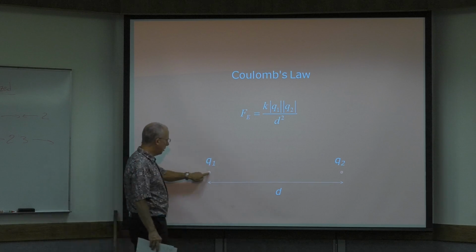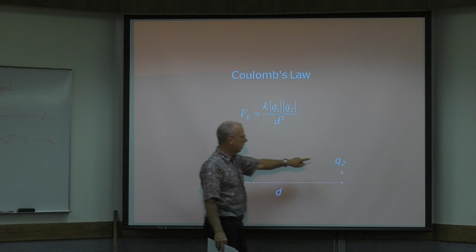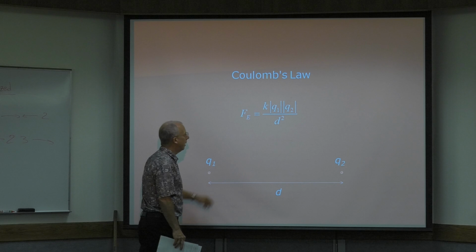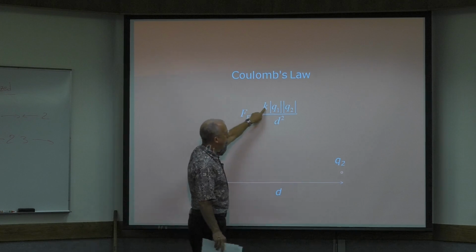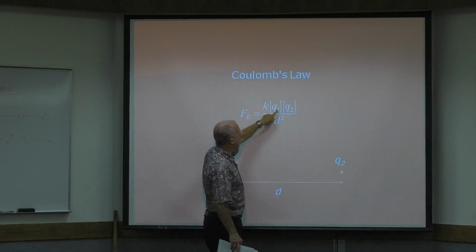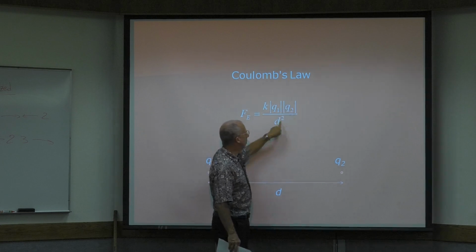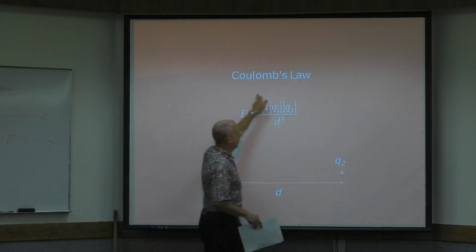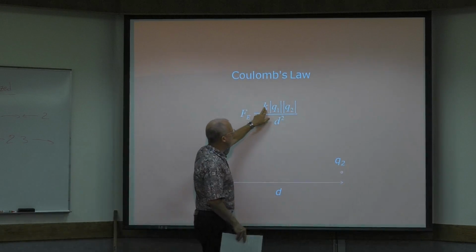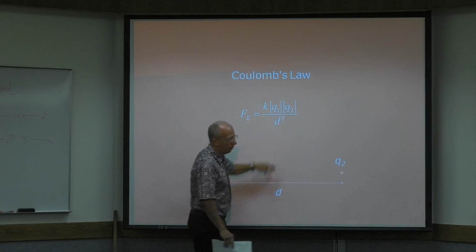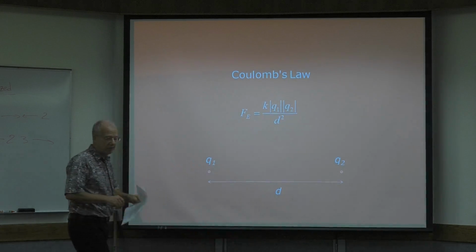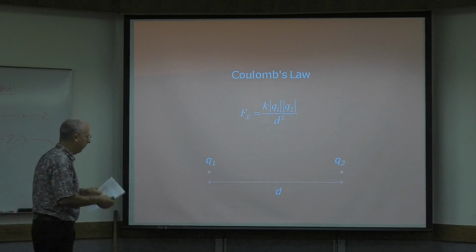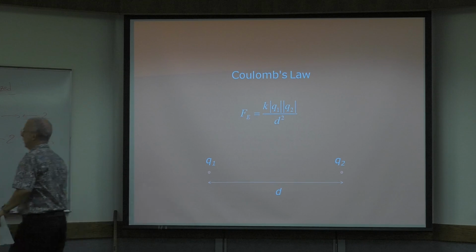So Q1 is the charge of this object. Q2 is the charge of that object. This is the distance between their centers, d. So the electric force equals K, I'll get to that, times the magnitude of Q1 times the magnitude of Q2, divided by the distance squared. Now, where have we seen an equation like this before? A constant times something divided by distance squared. That's gravity, right? The law of gravity had that same form. The same form.